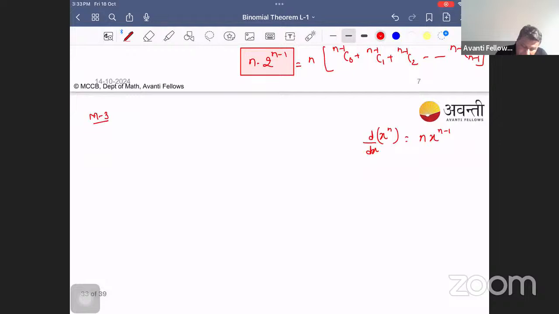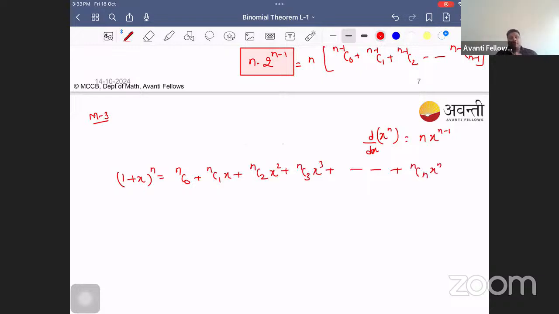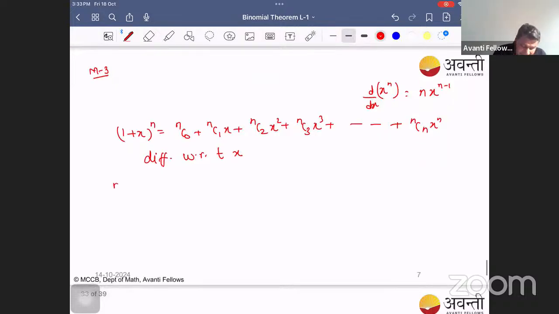See, (1 + x)^n is what? It is nC0 + nC1 x + nC2 x² + nC3 x³ and so on, up to nCn x^n. I will differentiate this entire equation with respect to x. Now, if I differentiate it, the left side will be n times (1 + x)^(n-1). On the right side, the derivative of nC0, a constant, is 0.